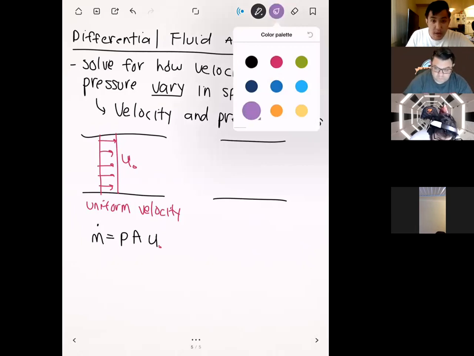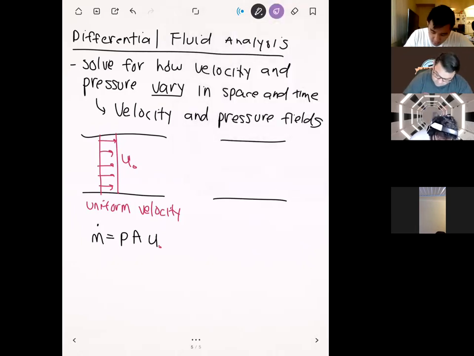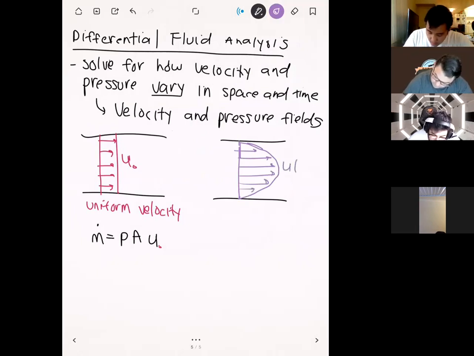Okay. But in reality, it's actually not like this. So say if you have a pipe like this, and we can draw the velocity profile or the velocity field, in reality, it actually looks something like this. Okay. And let's say that we have the y direction going up this way. Okay. And so we're going to have u as a function of y. Okay. And so this is a very famous parabolic velocity profile.